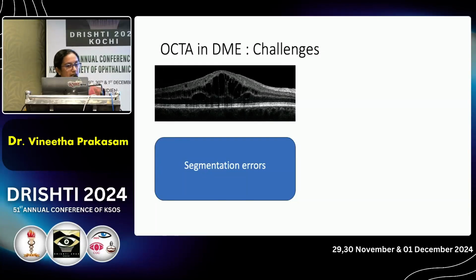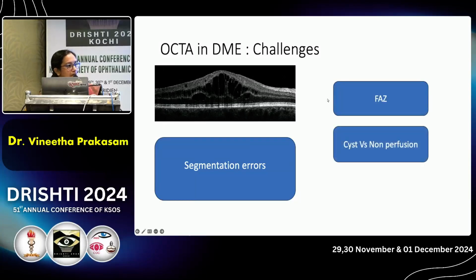So when there are segmentation errors in the segmentation created by the machine, we may have to manually correct it. Once the segmentation errors are corrected, what we are looking for mainly is the foveal avascular zone. Then you will have to differentiate between a cyst and a non-perfusion area, because since there are a lot of cysts, the cyst can cause mechanical movement of the vessels, the displacement of the vessels, and it can also shadow the underlying structure. So a cyst can appear as a non-perfusion, leading to a spuriously high FAZ value.